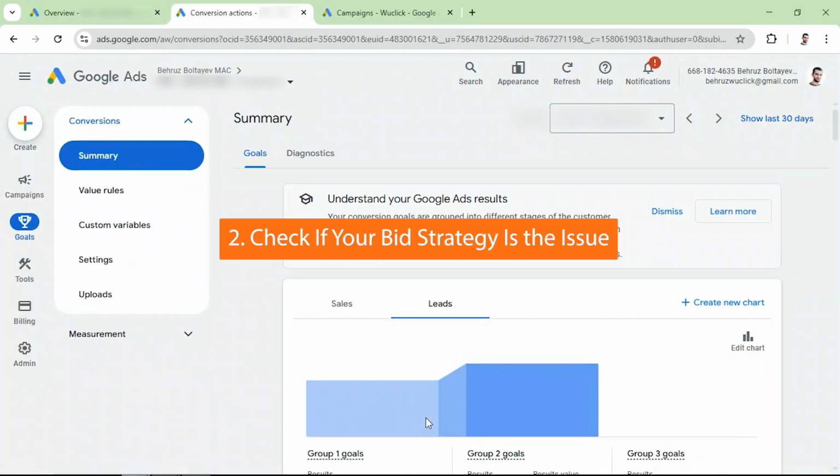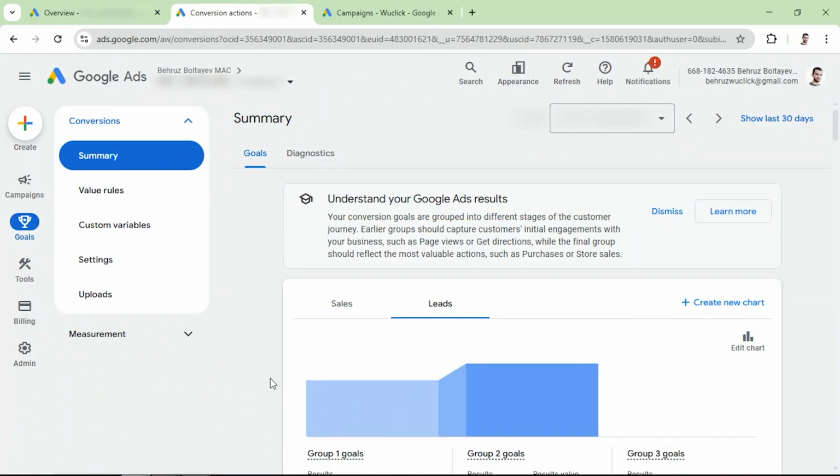And the next thing, which could be one of the most important things, is that your bid strategy might be the problem. You might be using, let's say, maximize conversions, target CPA, manual CPC, or maximize clicks. You could be using one of these, and most probably maximize conversions could be bringing you a very high cost per click. That's what happened with one of my example accounts.